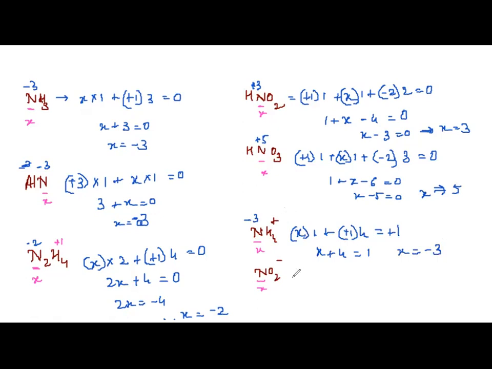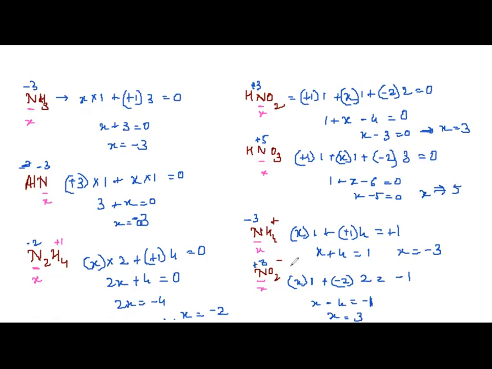Okay. NO2 minus: X into 1 atom of nitrogen plus oxygen -2 into 2 atoms is equal to, what is the whole charge? -1. So X minus 4 equals -1. X equals -1 plus 4, it becomes 3. So here nitrogen is +3 in NO2 minus. Getting how to solve?